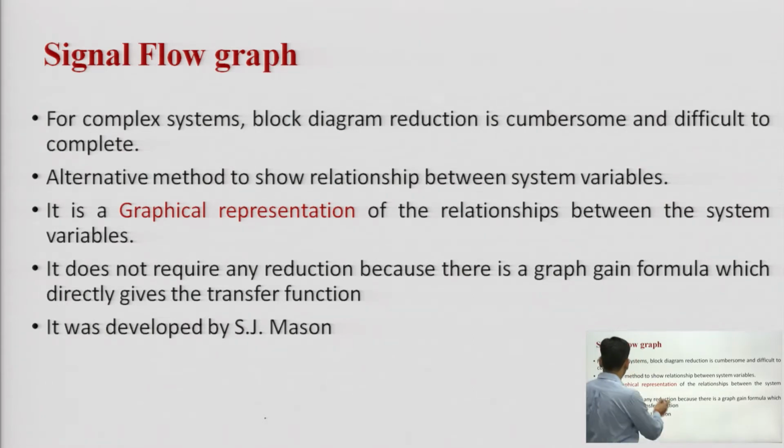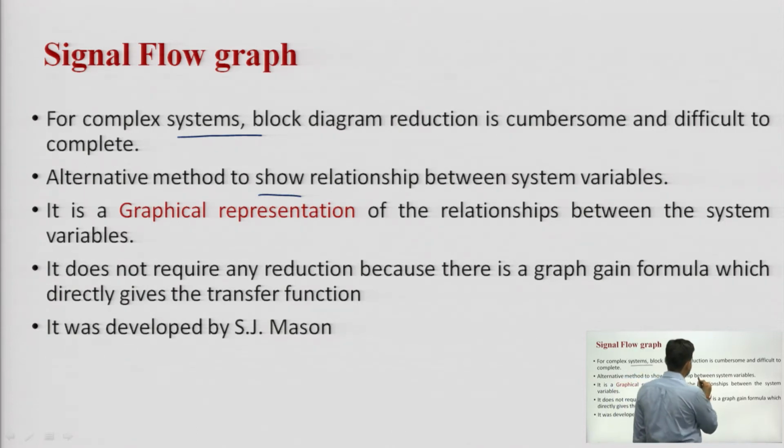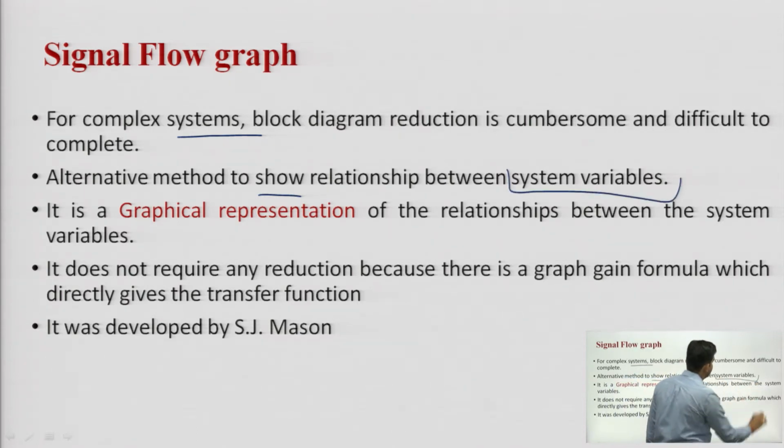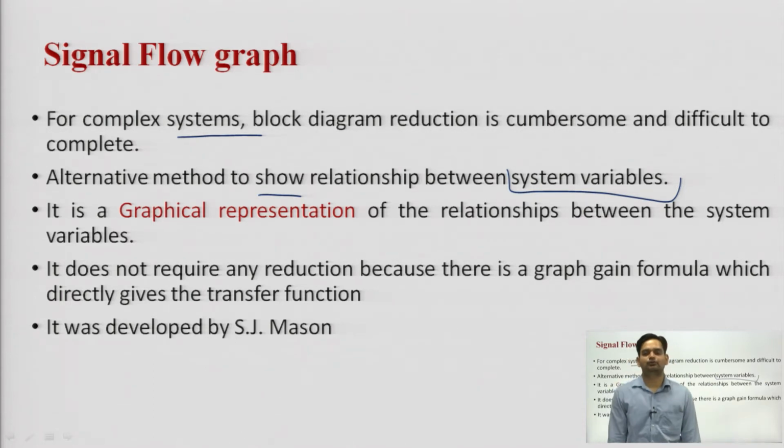So, this is for simplification of a complex system, an alternative method for block diagram reduction, and it will show the relationship between the system variables. So, what are the system variables? System variables are those which change or affect the response of the system, right. Suppose I am designing an electronic system where my current is the input, and it is amplified by the BJT or amplifier, right. Suppose the gain is beta, so my current would be amplified by beta times, right. So, these are the system variables which will change the response of the system.